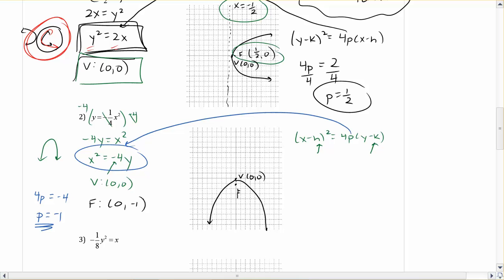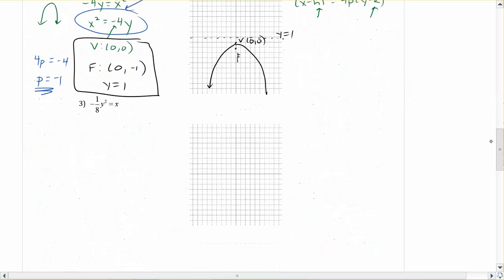And then my directrix has to be 1 in the opposite direction. So I know that it has to be 1 away from my vertex. So I'm going to be up at 1 on my y-axis, but I'm going to name that, because it is a horizontal line, as y equals 1. So my vertex is 0, 0. My focus is 0, negative 1. And then my directrix is y equals 1.